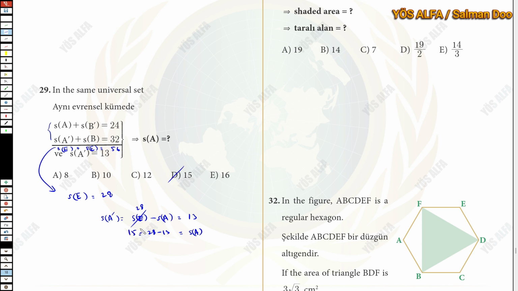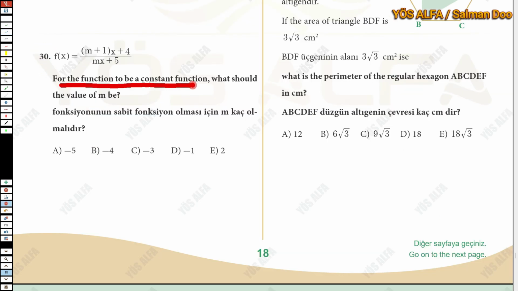The answer is D. 30. For the function to be a constant, what should be the value of M? So f of x is a constant function. Using the properties of ratio, we can write this expression as this. From here, since x cancels out, m plus 1 over m is equal to 4 over 5. We can solve for m as 5m plus 5 is equal to 4m. M is equal to minus 5. So the answer is A.